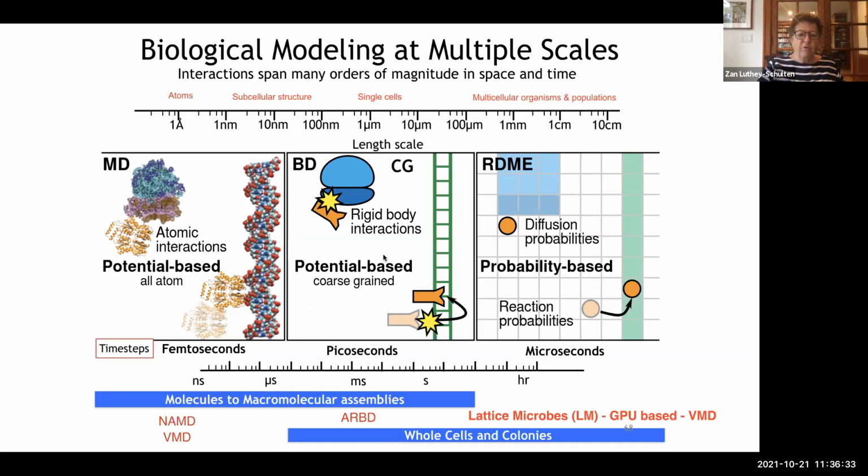You can try to improve the situation by doing rigid body interactions. Just look at like large subunit, small subunit, but then you have to have a potential base, coarse grained. You have to modify these potentials, right, to represent this rigid body. And then when you're over to the RDME, we're now back at the level of it's probability based. So you have to know something about the reaction probabilities, probability for diffusion.